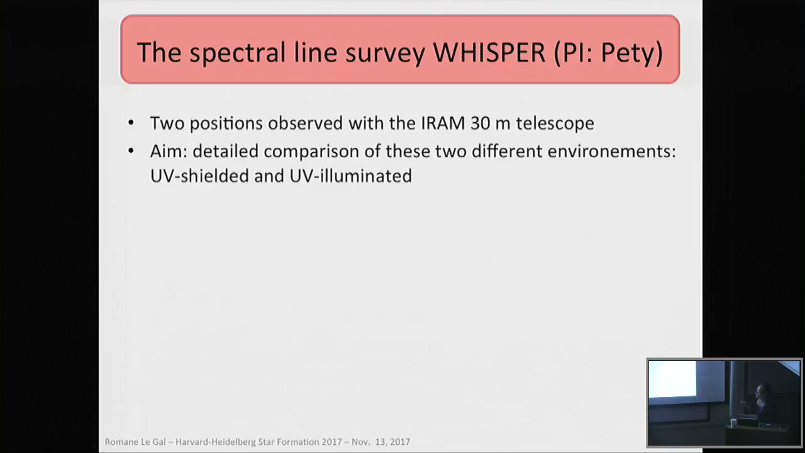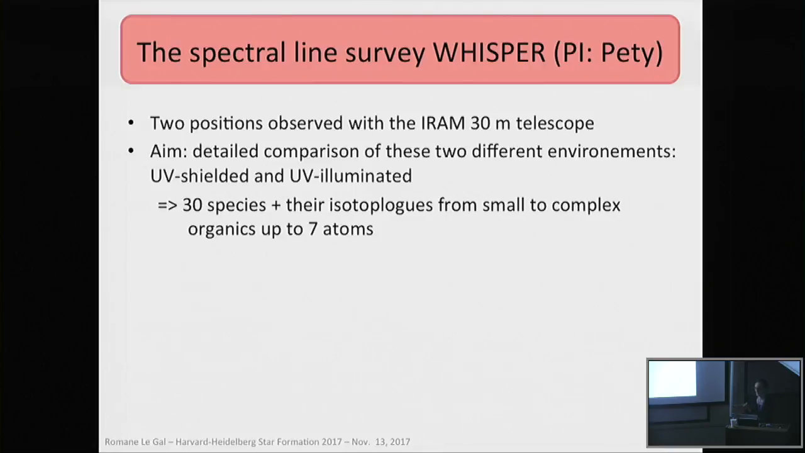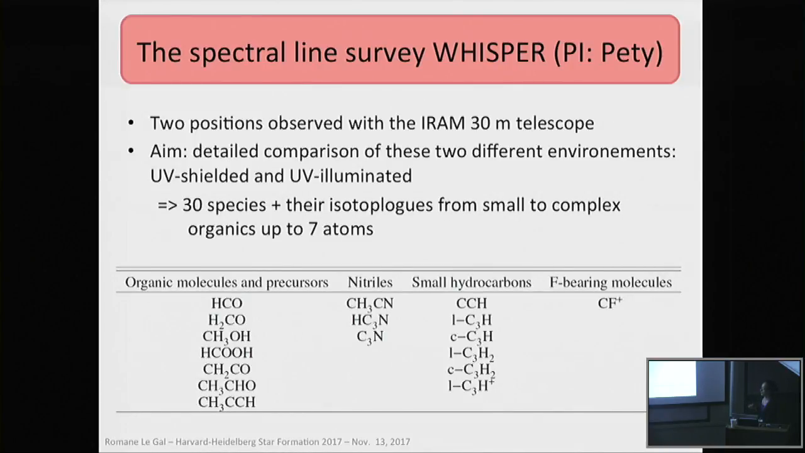And so here I'm going to briefly present what the survey provides. It was the spectral line survey WHISPER, for which Jérôme Pety was the PI. They observed these two positions I just showed you with the IRAM 30-meter telescope. The aim of this survey was to have a detailed comparison of the two positions, the UV shaded one and the UV illuminated one. They observed approximately 30 species, plus their isotopologues, from small to complex molecules up to 7 atoms. And so from this observation, in our study, we focused on 17 molecules. I classified those molecules here by molecular family.